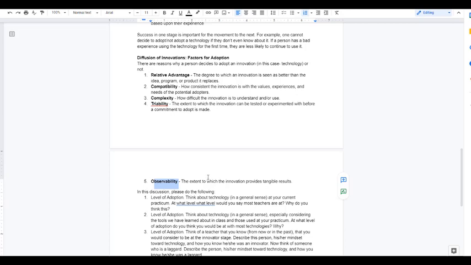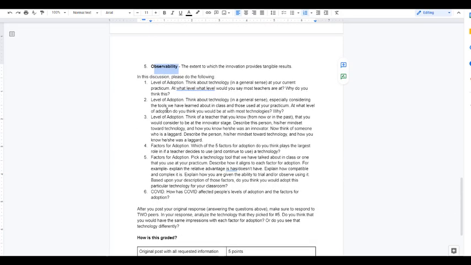So think about these things when you're looking at how technology has been rolled out in your practicum, whether it was forced, whether or not there was a nice rollout, whether or not training was provided, because all of those factors can determine whether or not a person is going to actually be willing to adopt it.